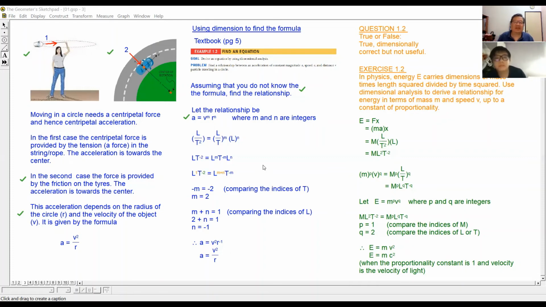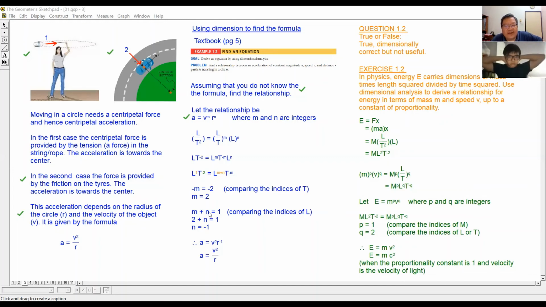So I say that this negative m is -2. Negative m equals -2 means what? m equals 2. Then over here, I compare the L with the L, and I say that m plus n equals 1. The m plus n here, which is orange color, equals the 1 here, which is also orange color.